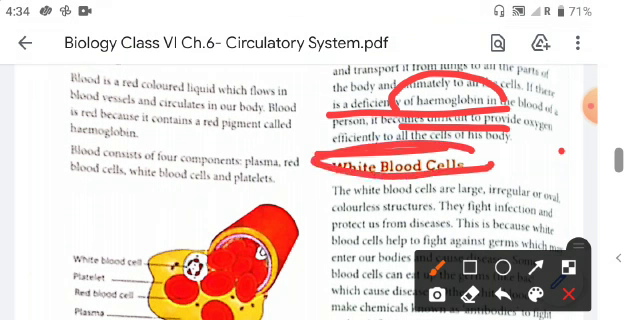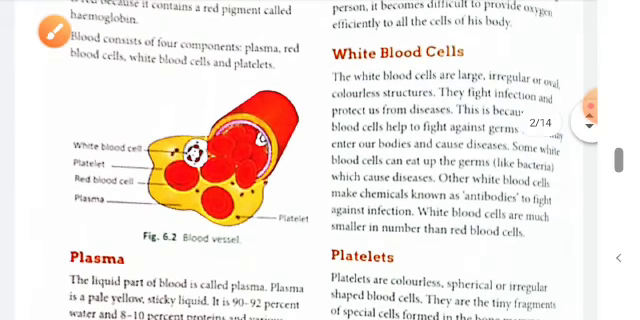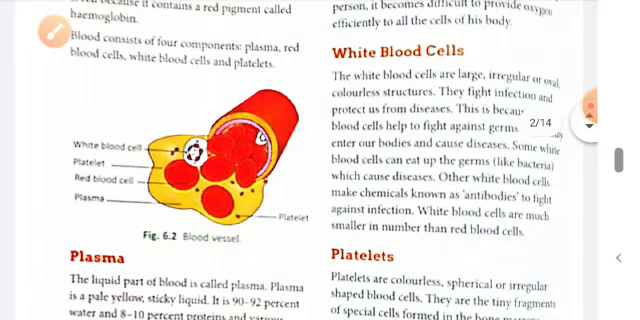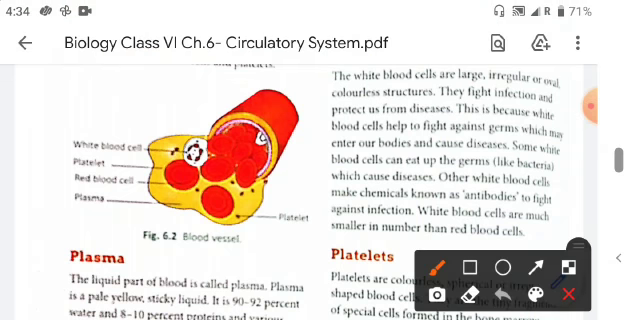The white blood cells are called WBC. White blood cells are large, irregular or oval and colorless structures. So red blood cells were biconcave in structure, and this is an irregular or oval and colorless structure. They fight infections and protect us from diseases.